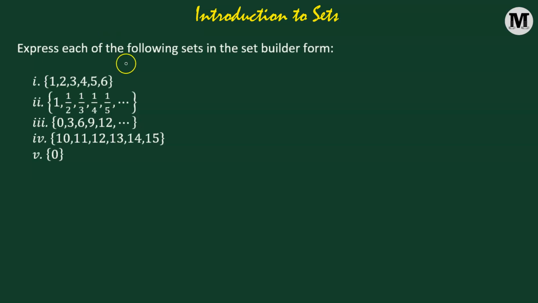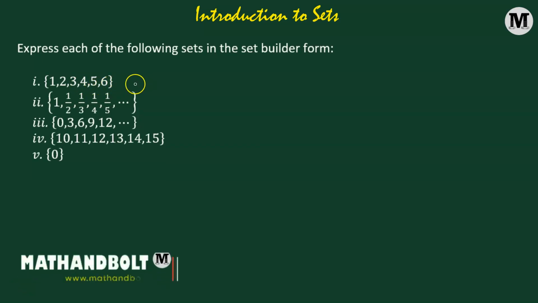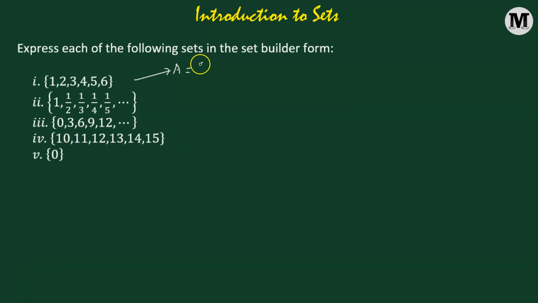So here we need to express each of the following sets in the set builder form. Let's begin with the first one. So we have a set containing the elements 1, 2, 3, 4, 5, and 6. Now clearly these are all natural numbers. So let's call it the set A. We can express the set A as the set containing the elements x, such that x belongs to the set of natural numbers and x has the value less than or equal to 6.